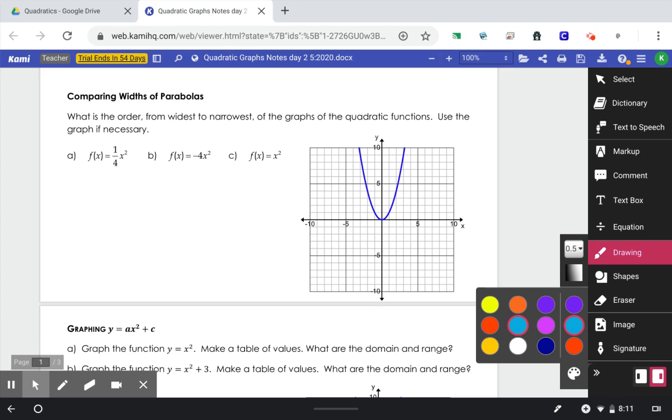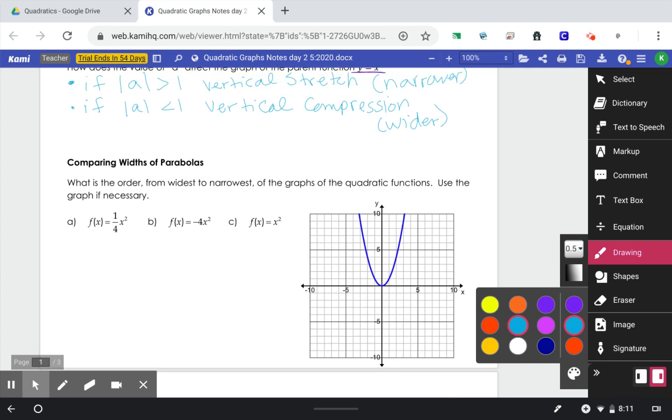I'm not going to use the graph because I'm just going to go based on what I had just talked about. I know this is my parent function right here. I know that if the a value, or the absolute value, is greater than 1, it's going to be narrow. So I know that this graph is going to be narrower than C. And then if I look at letter A, the a value is less than 1. So I know that this graph is a vertical compression of the parent function. So this is going to be wider.